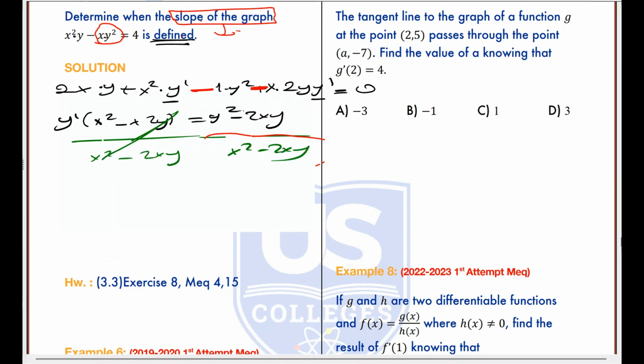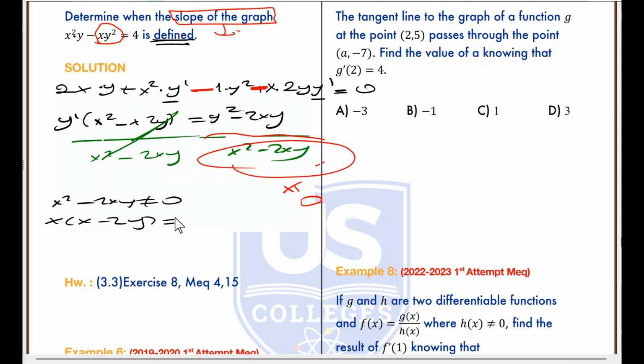Now we set denominator, which is x squared minus 2xy, not equal to 0. So x squared minus 2xy is not 0. So when you take the common factor out, x times x minus 2y is not equal to 0. So you can say x is not equal to 0, or x minus 2y is not equal to 0, so x is not equal to 2y. I think now it's true.